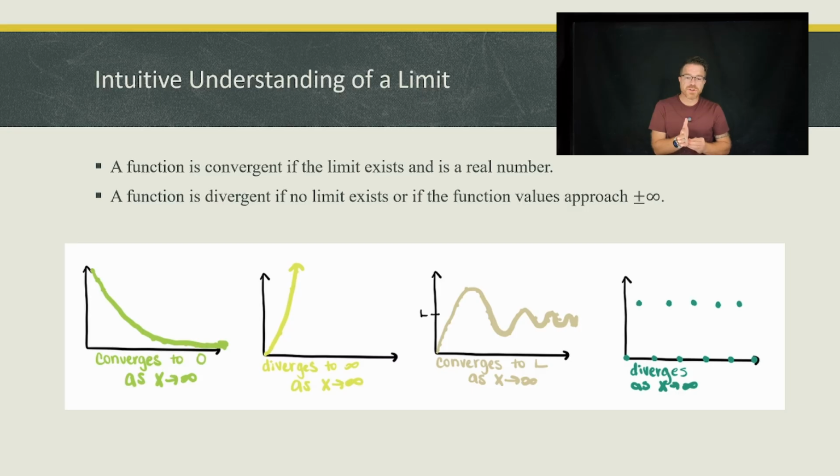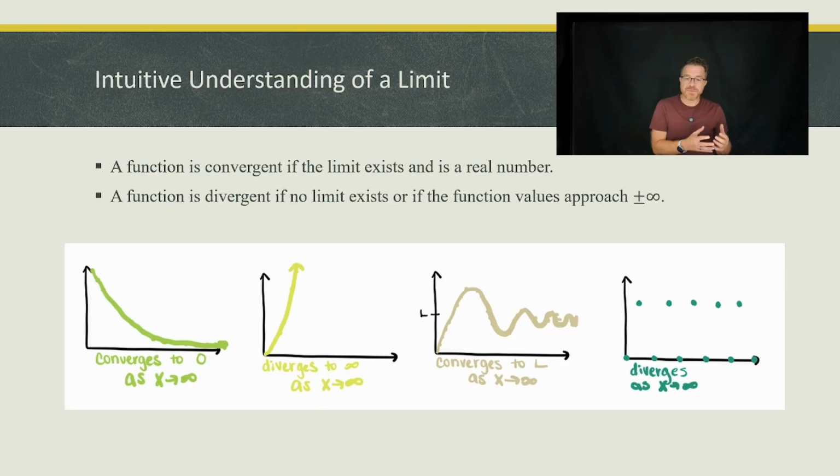The third image shows a function that is going up and down. It's increasing, it's decreasing, it's increasing, it's decreasing. But each time it is shrinking and getting closer and closer to some specific value. So in this case, as x approaches infinity, it's converging on some value. We would say that it converges to some value L. So the limit as x approaches infinity is equal to L.